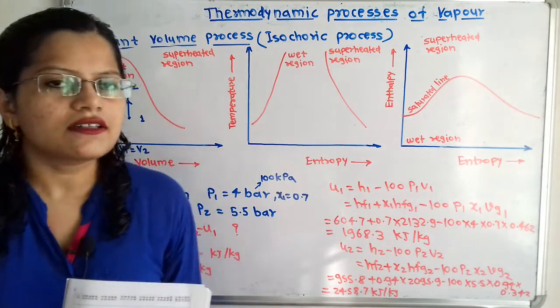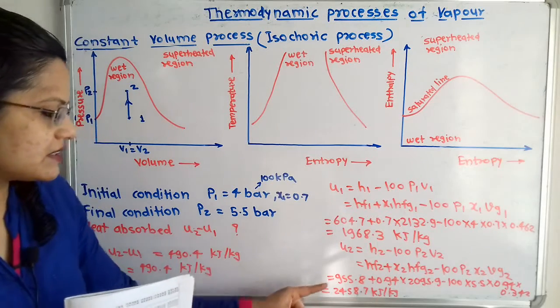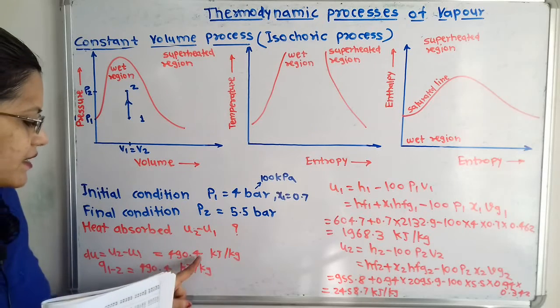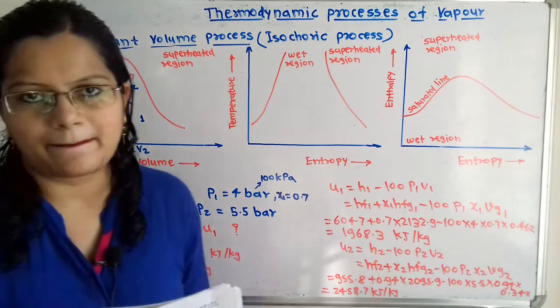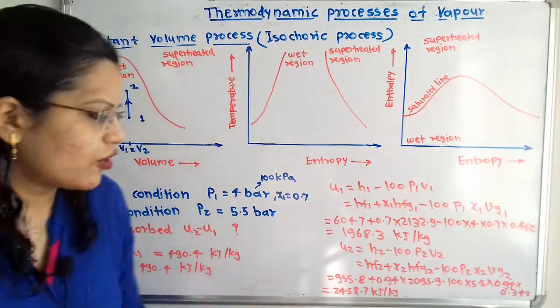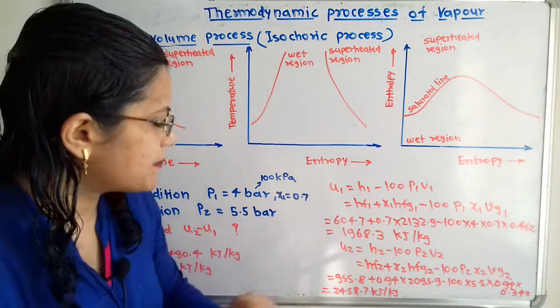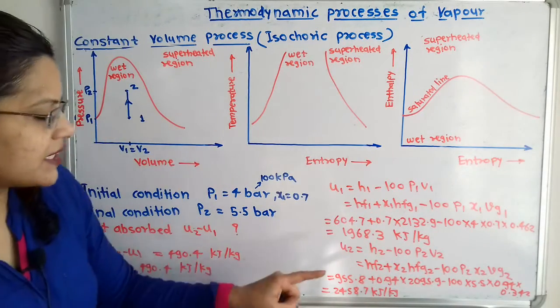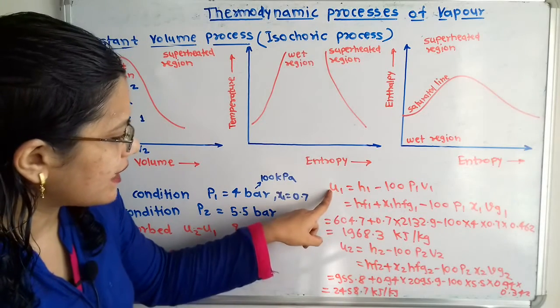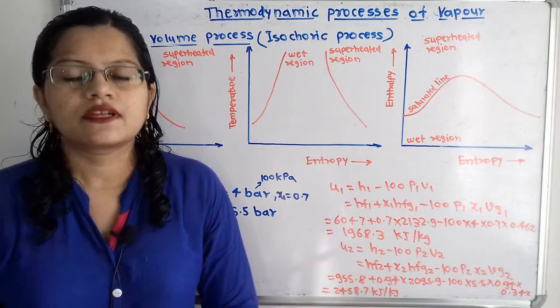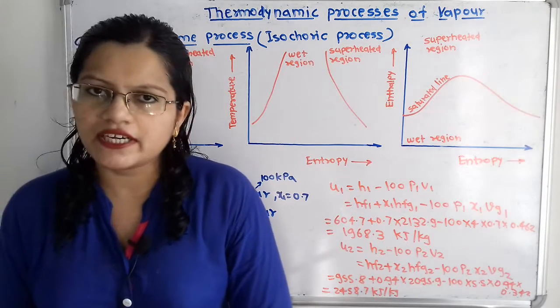Now we take the change in internal energy, that is U2 minus U1. So U2 minus U1 is equal to 490.4 kilojoule per kilogram. So here if we observe, the internal energy U2 is greater than the internal energy U1. So heat absorbed, that is Q12, is equal to 490.4 kilojoule per kilogram. Heat absorbed means the change in internal energy.